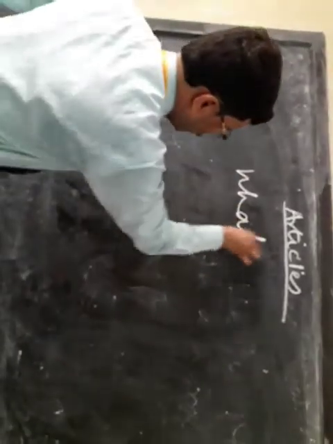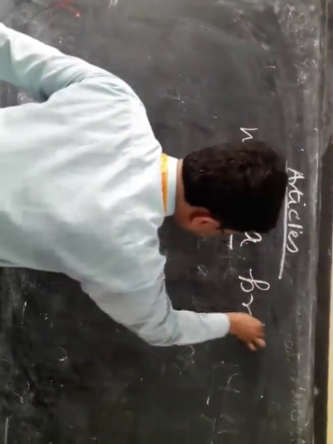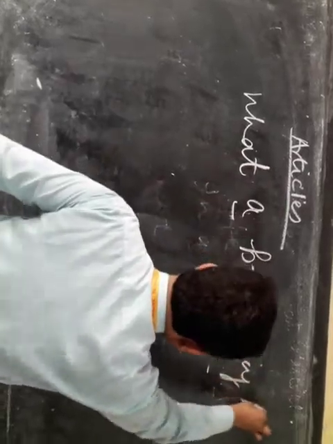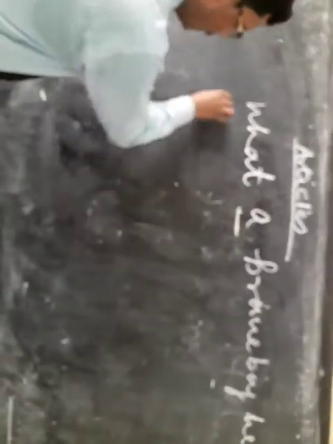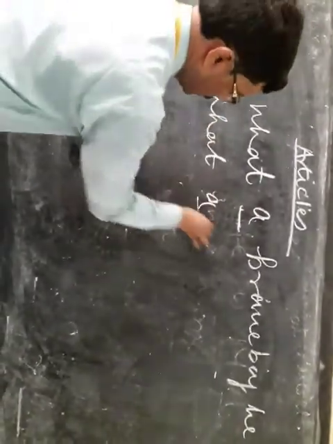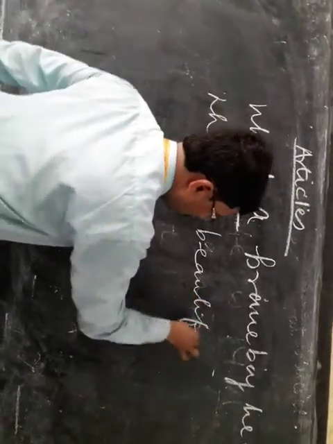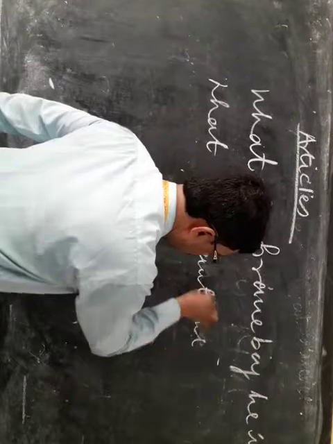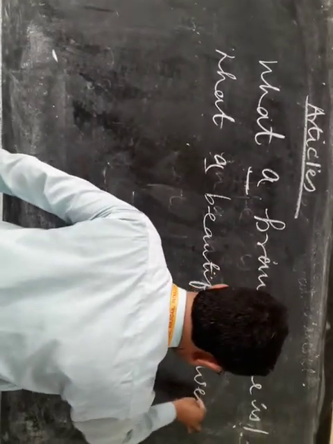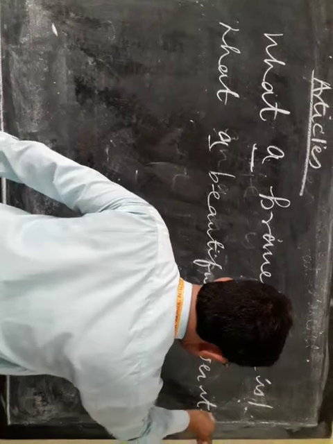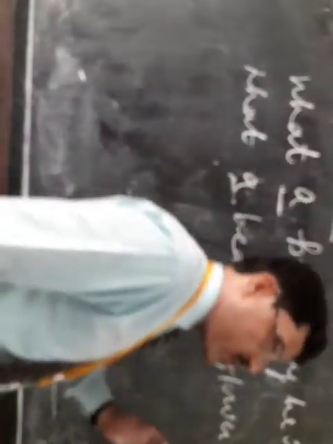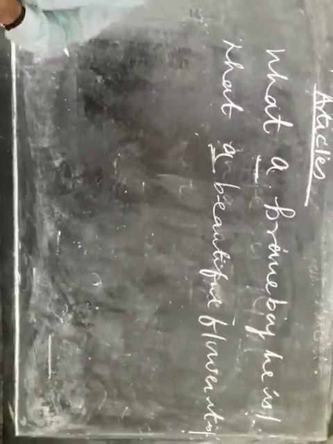Have a look. What a brave... is an exclamatory sentence. What a beautiful flower it is. Exclamatory sentence. So we use a and an with exclamatory sentences. So these are the uses of a and an.